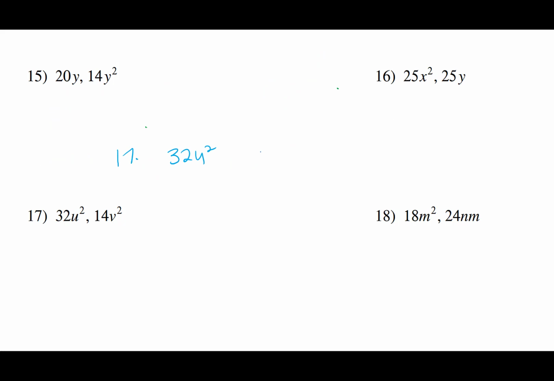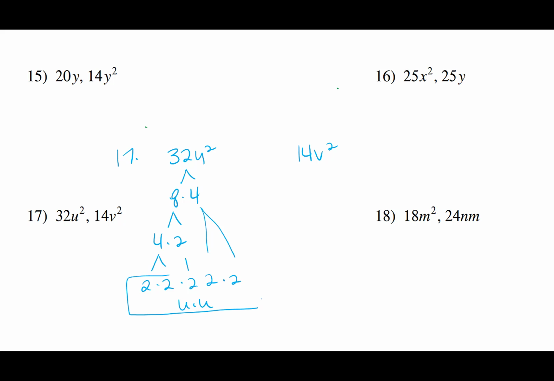17, we have 32u squared and 14v squared. 32 is 8 times 4, which breaks down to 4 times 2, which breaks down again to 2 times 2 times 2. The 4, I'm going to bring it all the way down because it breaks down to 2 times 2, and then I'll put the u times u. That's the prime factors from 32u squared. 14 is much shorter. It's 2 times 7 times v times v. Okay, next is the list of unique factors. We have 2's, 7's, u's, and v's.